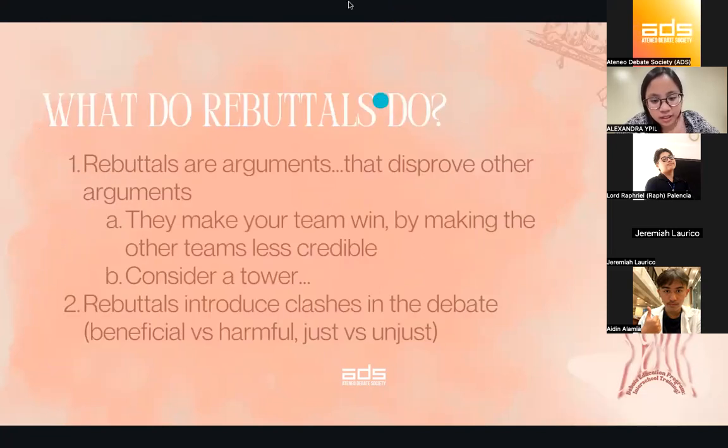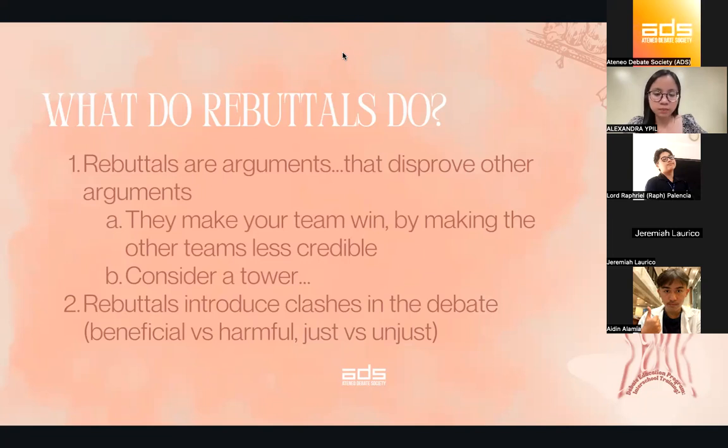Next slide. So actually, rebuttals are arguments. A lot of people think that arguments and rebuttals are two separate things, but they're not. You build them the same way. I think there was an argumentation lecture, a building arguments lecture, given in the past session. And it's still the same thing where you have to give a premise, give an analysis, give impacts. But the difference is rebuttals are arguments that disprove other arguments. So for example, if Gov runs why a certain policy is justified, like principally justified, and opposition runs that it's unjustified, then clearly they're clashing with each other.